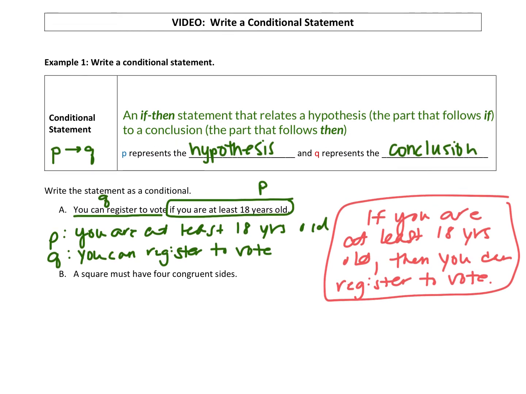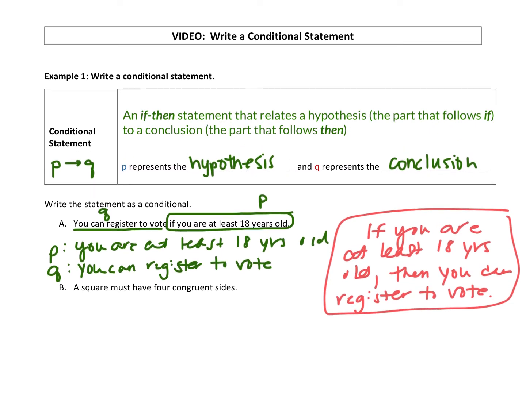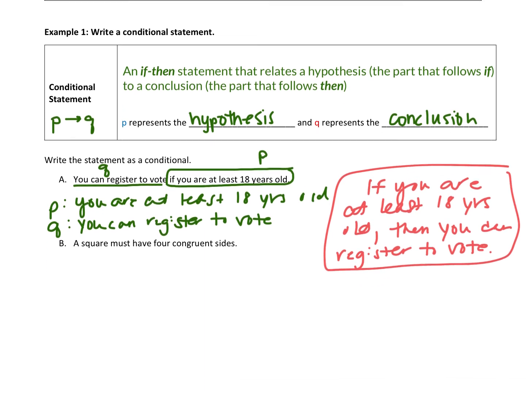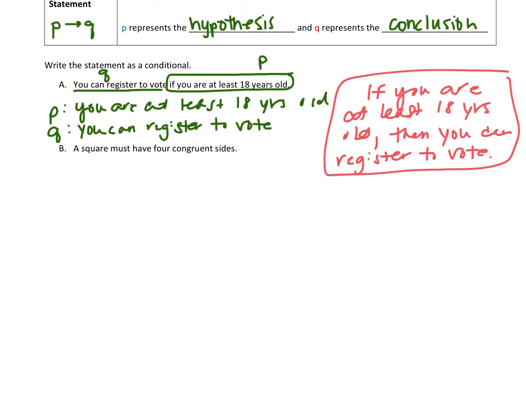All right, so let's try another one. That one was nice and straightforward because in our sentence they gave us, we could see the if part. The if is always the hypothesis. Sometimes that won't be as straightforward. Like example B, a square must have 4 congruent sides. So what's the hypothesis? What's the conclusion? So when you don't have the if as part of the sentence that you're given, a nice rule of thumb is that the subject of the sentence, the existence of that will be the hypothesis.